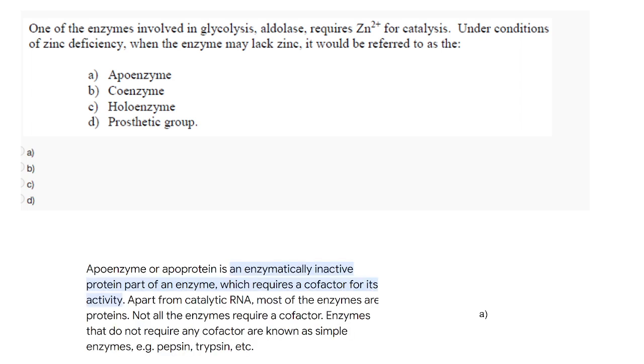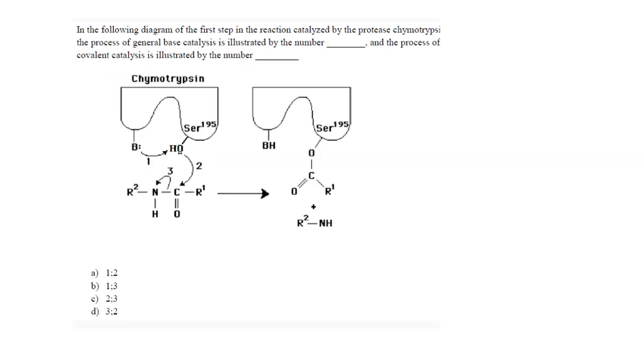Apoenzyme or apoprotein is an enzymatic inactive protein part of an enzyme which requires a cofactor for its activity. Apart from catalytic RNA, most of the enzymes are proteins. Not all enzymes require a cofactor. Enzymes that do not require any cofactor are known as simple enzymes, like trypsin. So it will be apoproteins. Another question we have, apoenzymes.